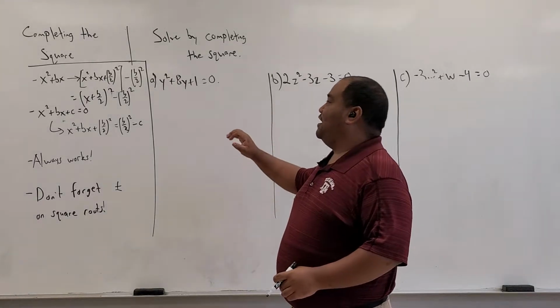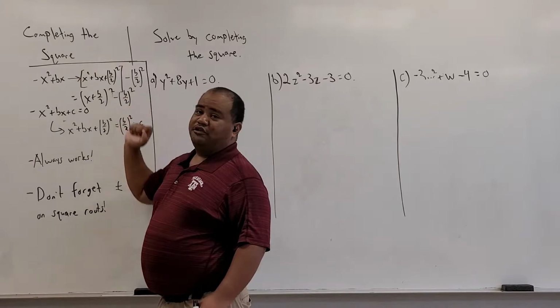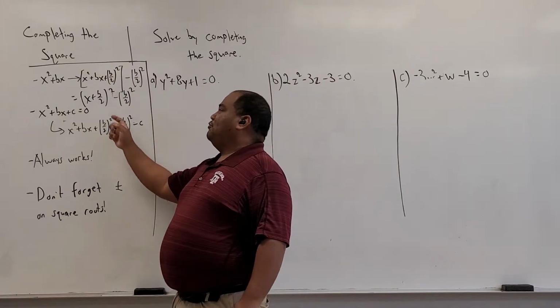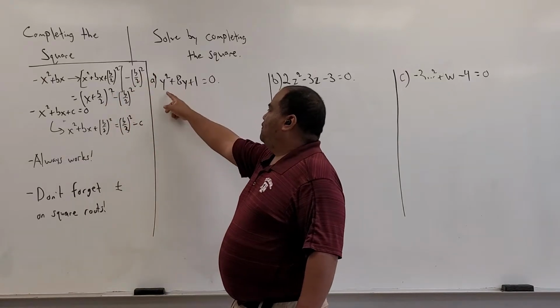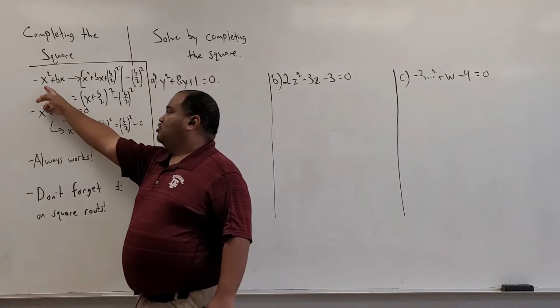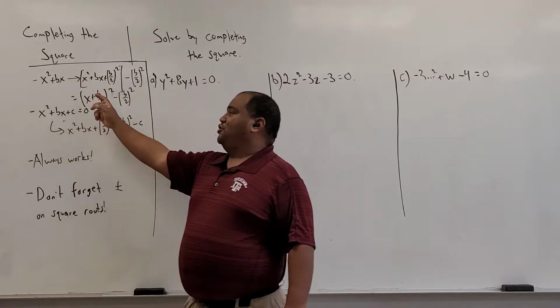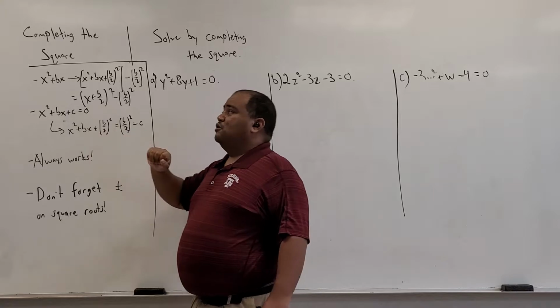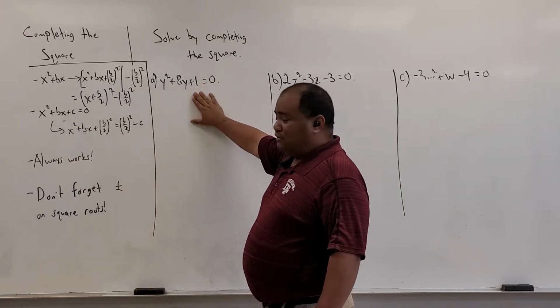Today we're going to demonstrate how to use the method of completing the square to solve quadratic equations. This is a method that always works, and it relies on fudging with the first two terms of a quadratic, the quadratic and linear terms, so that you can get something you can eventually factor into a perfect square trinomial. So we'll demonstrate this with this first problem here.